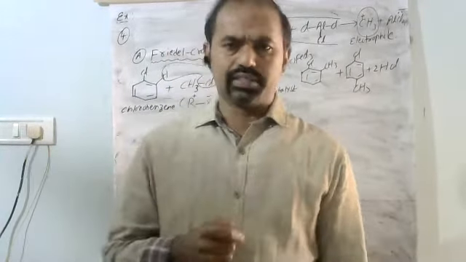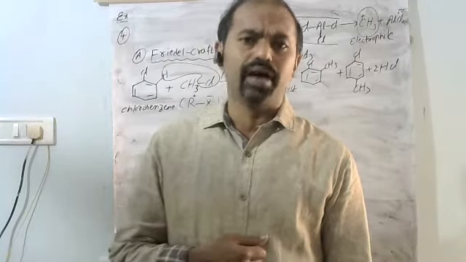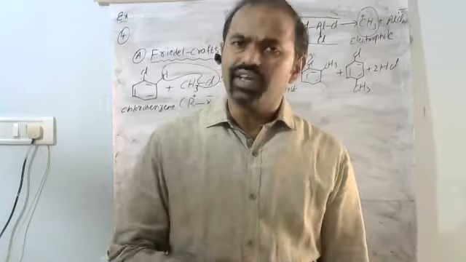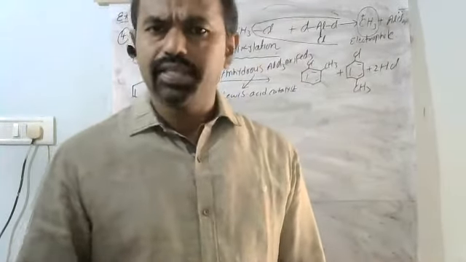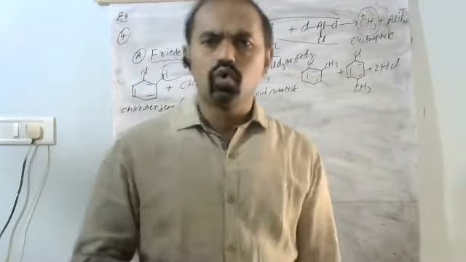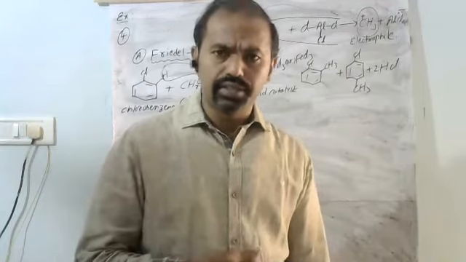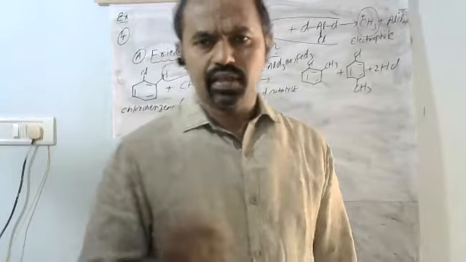There, the electrophile is a halonium ion, like Cl plus, Br plus, etc. If you take chlorobenzene, it reacts with the halogen chlorine in the presence of a Lewis acid catalyst. We get orthodichlorobenzene and paradichlorobenzene. There, paradichlorobenzene is the major product.